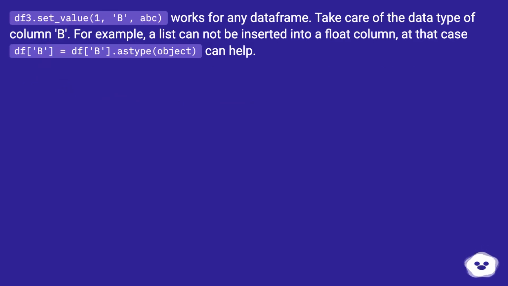df3.set_value1b abc works for any data frame. Take care of the data type of column B. For example, a list cannot be inserted into a float column. In that case, df_b equals df_b.astype object can help.